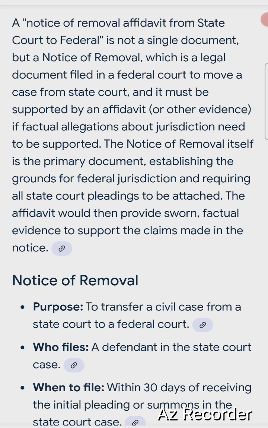The notice of removal itself is the primary document, establishing the grounds for federal jurisdiction and requiring all state court pleadings to be attached. The affidavit would then provide sworn factual evidence to support the claims made in the notice.